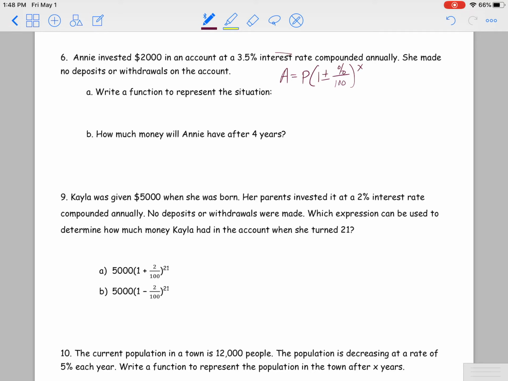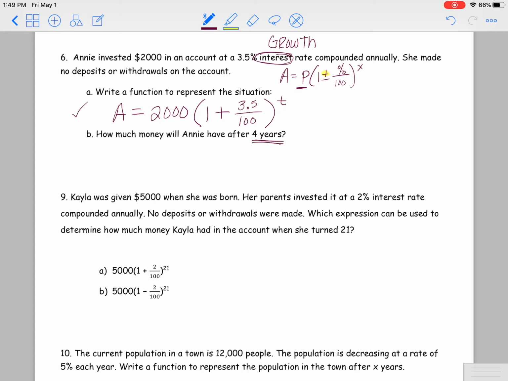So now the only thing you need to know is, is this growth or is this decay? Now because we're working with interest, it will always be growth. So that means we're only going to use the positive. So I'm going to have A equals, now what's my initial amount? 2,000, parentheses, 1 plus, now what's my percent? 3.5 over 100 raised to the t. Done. You wrote an equation.